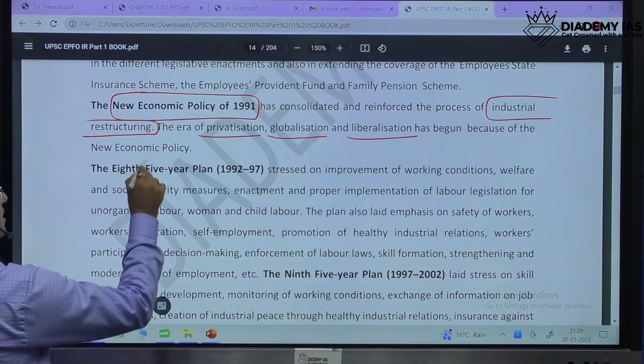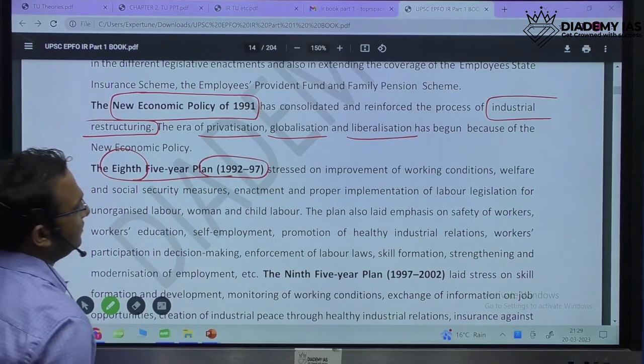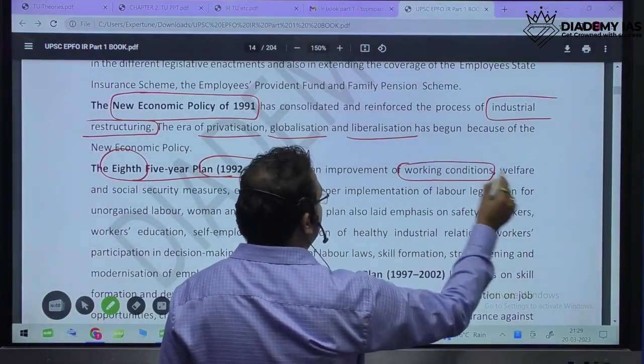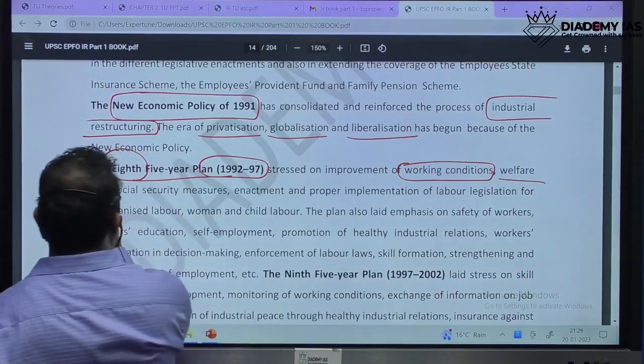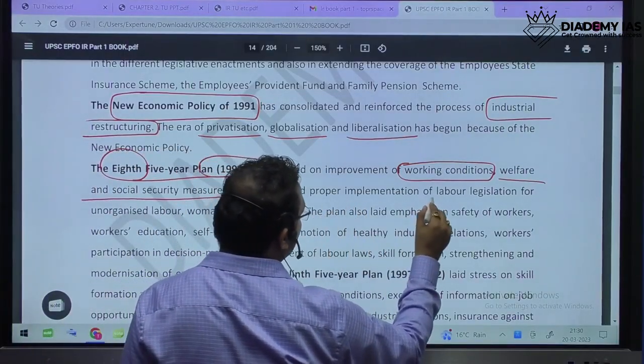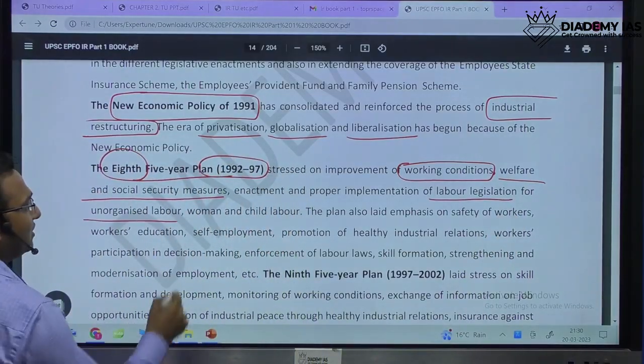Then came the 8th 5-year plan after the 1991 reforms. In this plan, the focus was on the improvement of working conditions, on welfare and social security measures, and on the enactment and proper implementation of labor legislation for the unorganized sector, women and child labor.